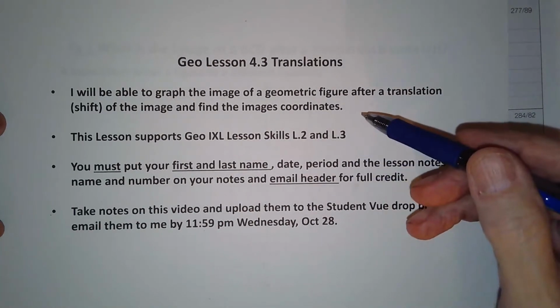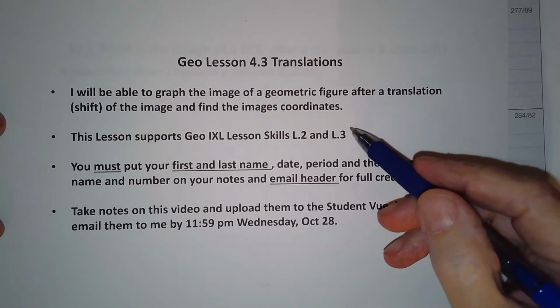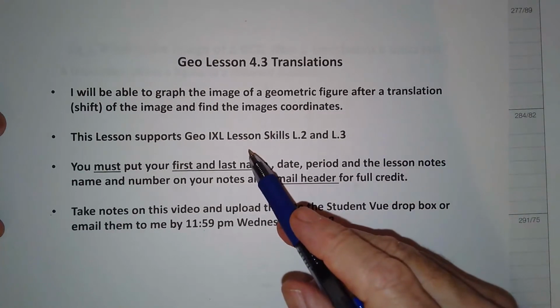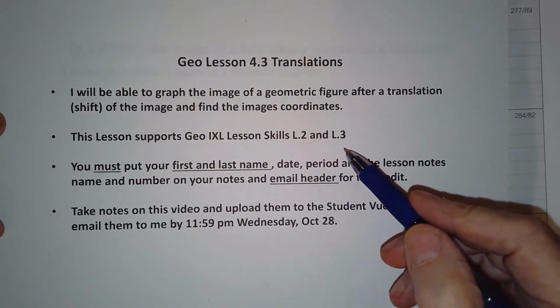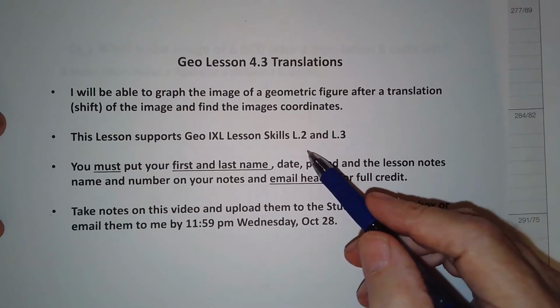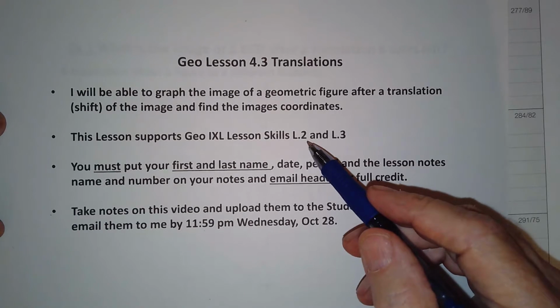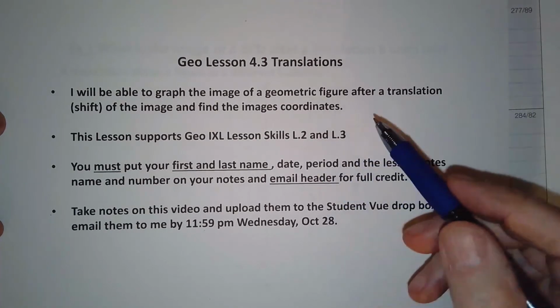After we are done with this, the rest of the unit is going to be devoted to doing combinations of these transformations and figuring out where they land. But let's get to this one. It covers Geometry IXL Skill Lessons L2 and L3. L2 involves simply graphing the image from the pre-image. L3 involves finding the coordinates of the pre-image after you have been given those of the image.